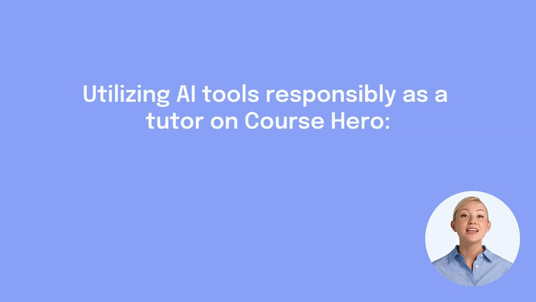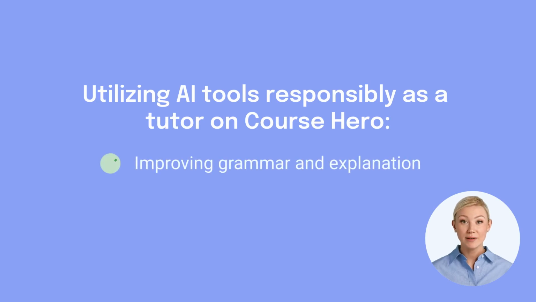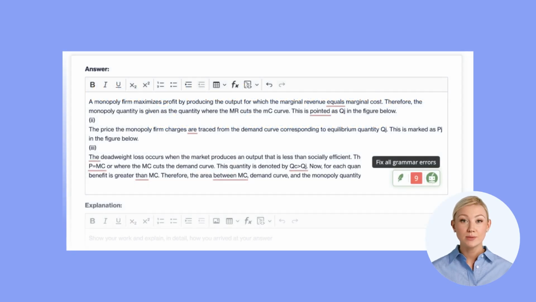Lastly, you may use AI tools to improve your explanation and grammar. Quillbot is a great tool to improve your grammar and to make sure there are no typos.